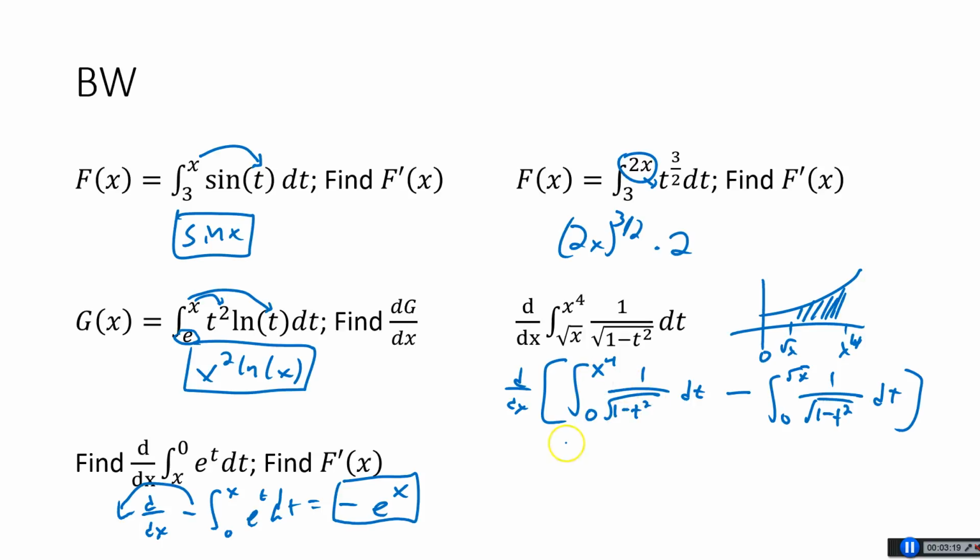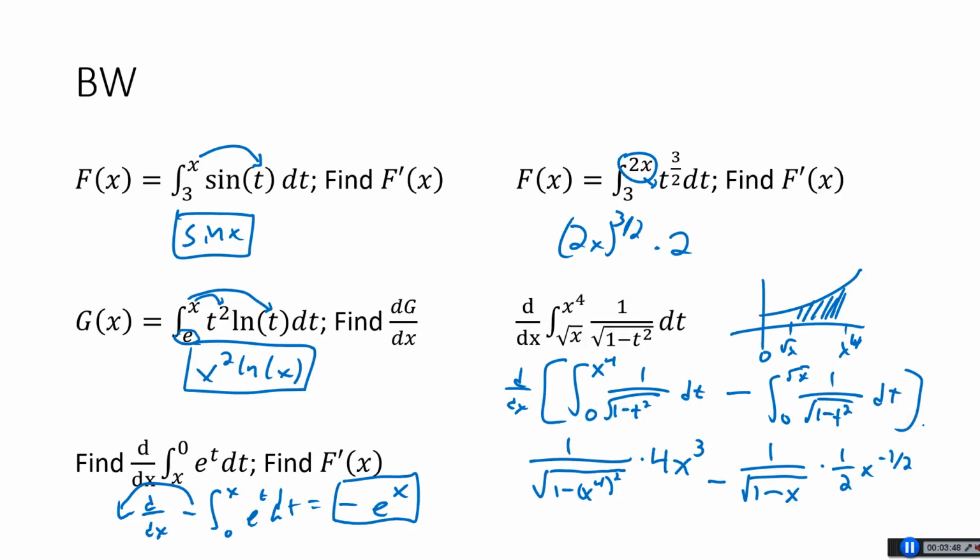So the derivative of this guy is going to be 1 over the square root of 1 minus x to the 4th squared, times 4x cubed, because we have to chain on that x to the 4th. And then it'll be minus 1 over the square root of 1 minus root x squared, which is just x, multiplied by the derivative of the baby function here, which would be 1/2 x to the negative 1/2.